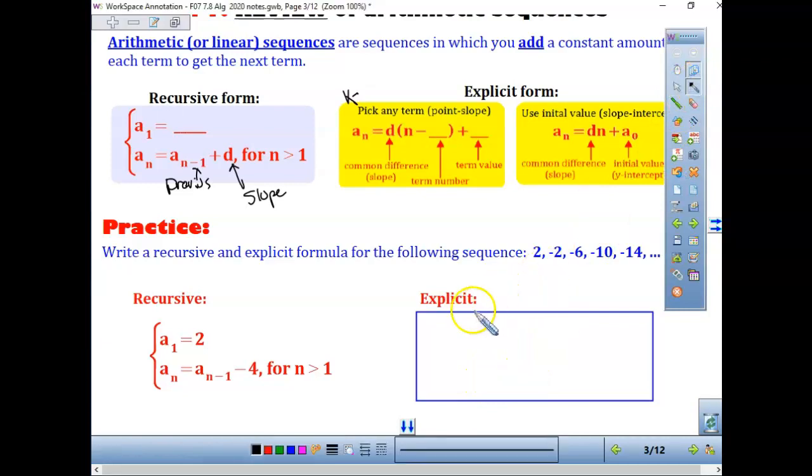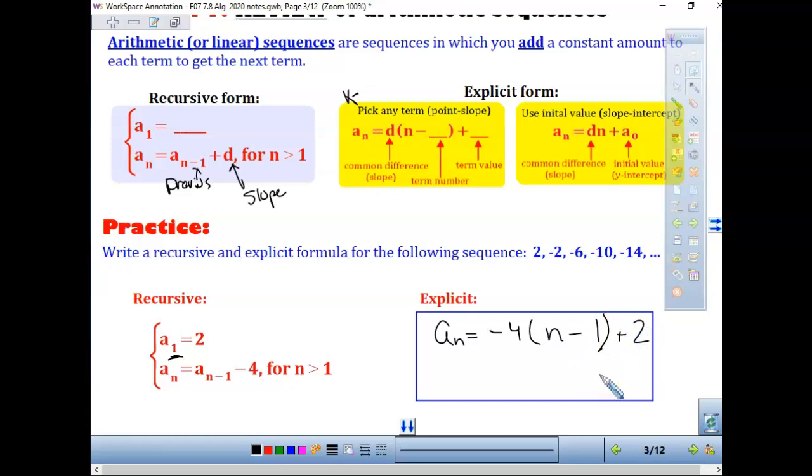The easiest part from our explicit formula is to go with a sub n and to go with our first term. So the first thing we know was a sub 1 equals 2. So if we are thinking about this, our common difference is going to be negative 4. And then we're going to have n minus 1, because we can see 1 here, and then plus 2.